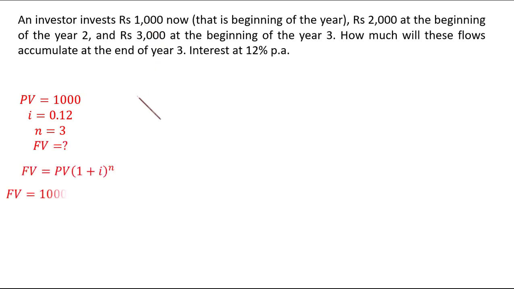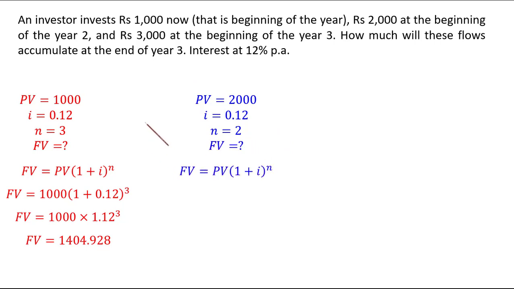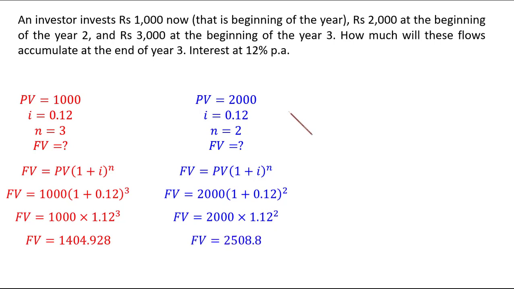We write in the formula, put in the numbers, multiply them to get the answer as 1404.928. Second time, the present value is 2000. The rate of interest is again 12%. Number of years this time is 2 because it is kept for 2 years. The future value is to be determined. So we again write down the formula, plug in these numbers to calculate the answer.